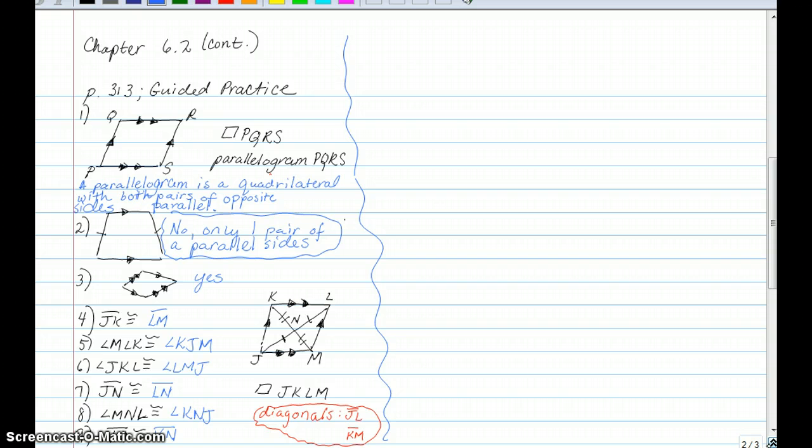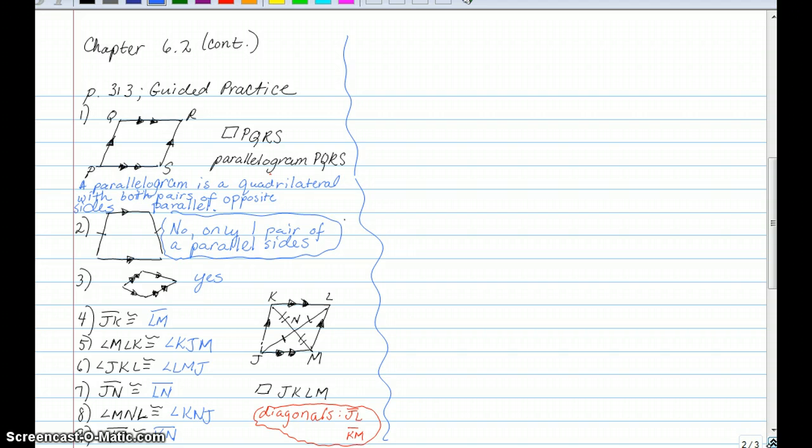I drew a picture of that, and I also did some notation. So I drew the parallelogram PQRS. I put in my parallel symbols, a single arrow on QP and RS to show that they are parallel, and then double arrows on QR and PS, those are segments, to show that those segments are parallel. And then I just wrote in blue, a parallelogram is a quadrilateral with both pairs of opposite sides parallel.